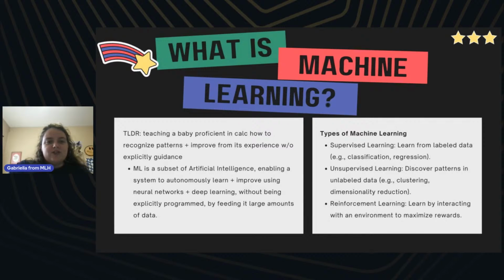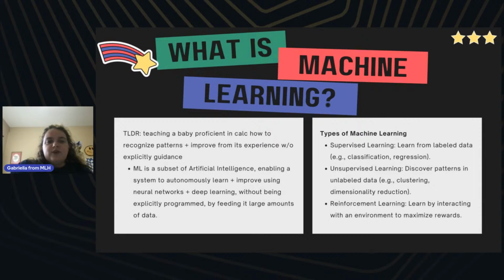But machine learning is trying to bypass explicitly programming the machine or the computer to do exactly what you're looking for. Machine learning is a subset of artificial intelligence, which enables a system to autonomously learn, which essentially means learn on its own. You're not explicitly telling it what different patterns are or what the solution is. You're giving it a lot of information. It's finding conclusions and teaching itself through trial and error.